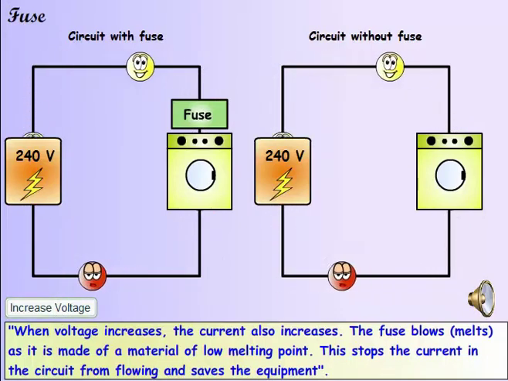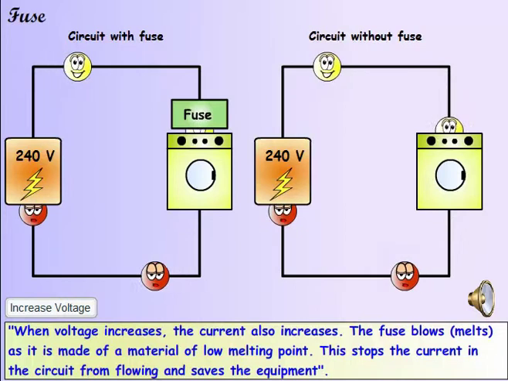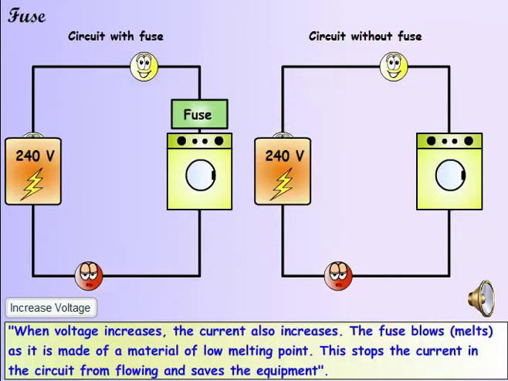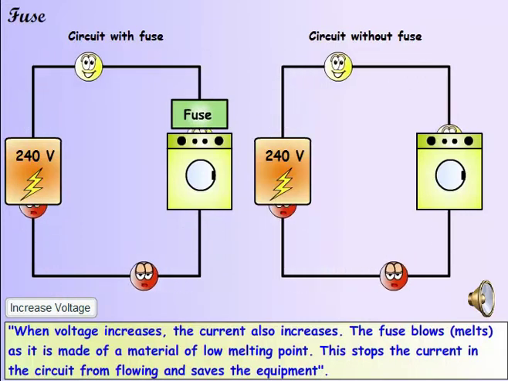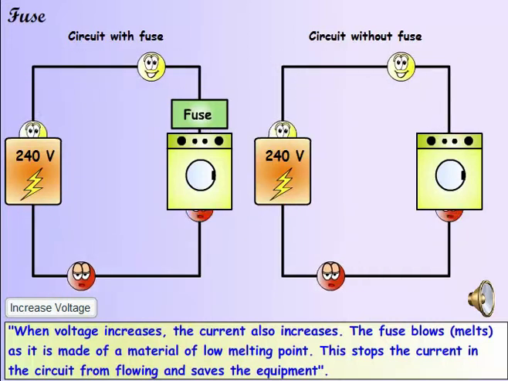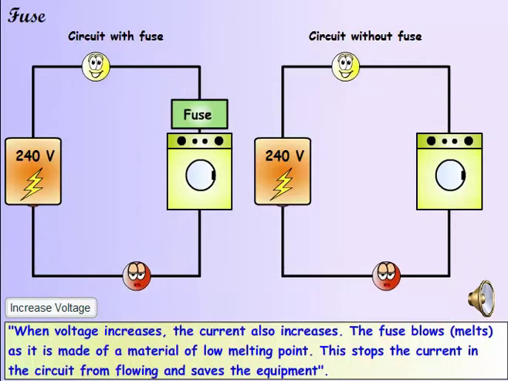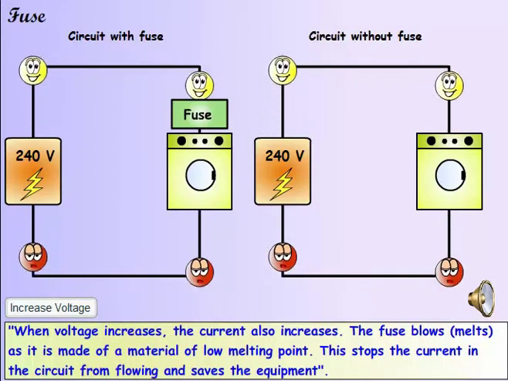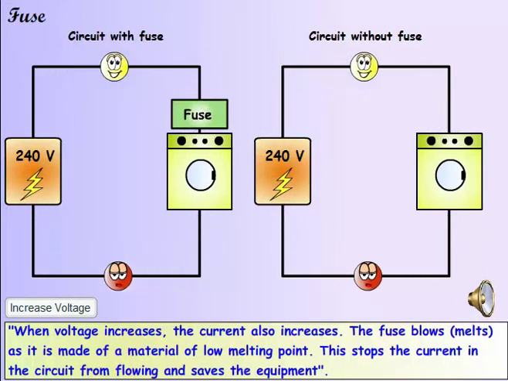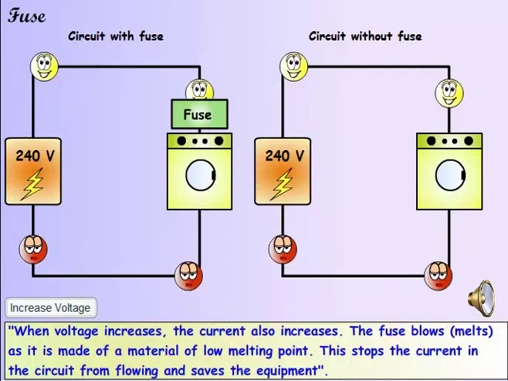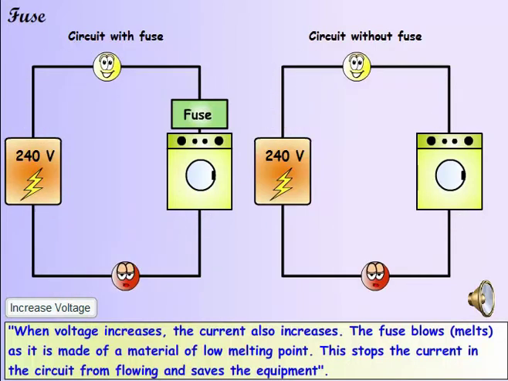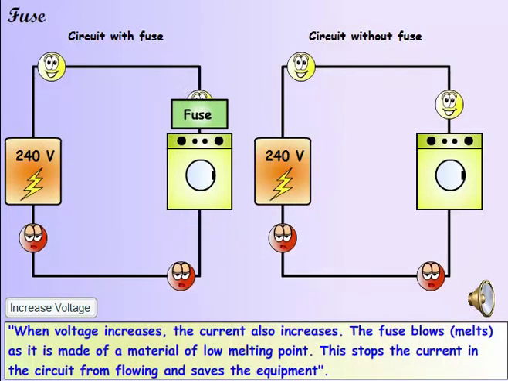Imagine the two scenarios. A washing machine operating with a fuse in the circuit and another one without a fuse. If there is a sudden increase in voltage, the current in the circuit will increase. A fuse is made of a material of a low melting point. So the moment there is an excess current, the fuse will heat and melt. In the circuit with the fuse, the fuse would melt and the current would stop at the fuse, thus protecting the washing machine from damage. In the circuit without the fuse, the washing machine would get damaged.